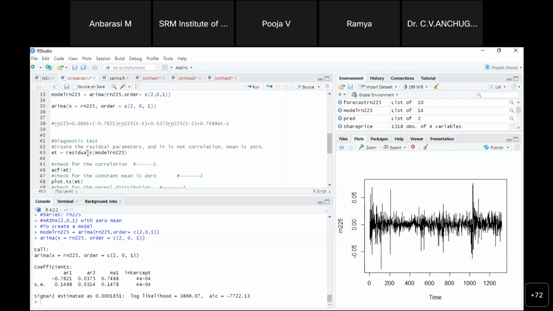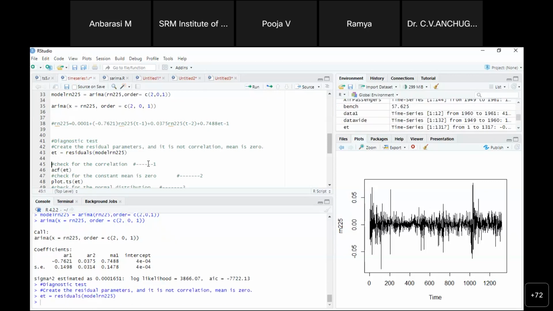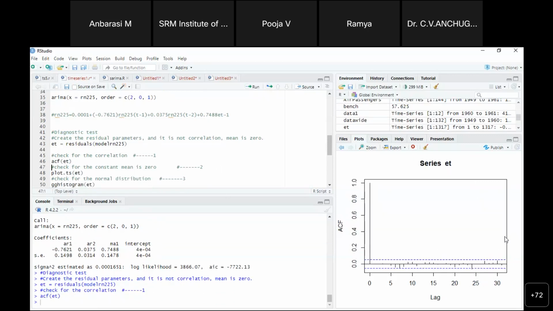Okay, so when you execute this residual parameter, we have to check whether there is any correlation. When you observe the right hand side graph plot, you can see that all are within this range. None of the lags are above 0.1. So that means there is no correlation, and that means the mean value is 0.